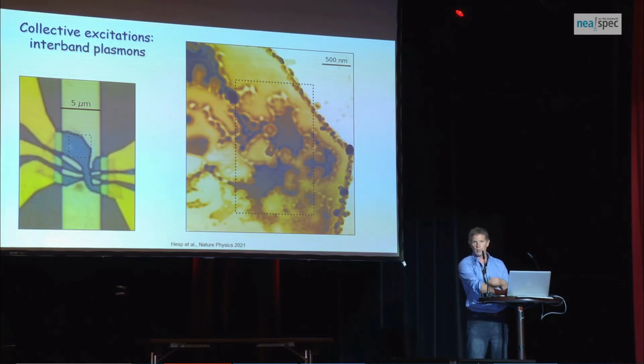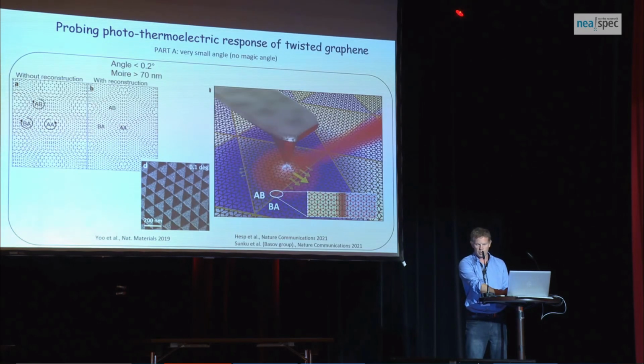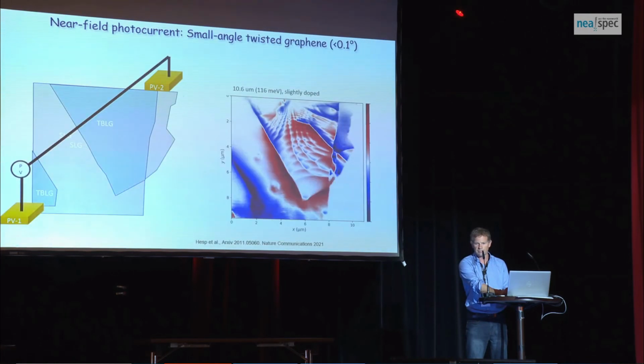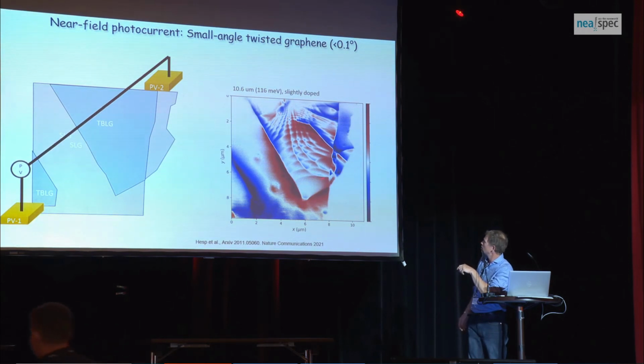Initially, we were probing collective excitations. These are images of interband plasmons. I will not go into detail. Then it was possible also to look into the moiré unit cell. And here you see photocurrent images of the moiré unit cell. This is a sample where the twist angle is varying a lot, so you can see different sizes of the moiré unit cell.